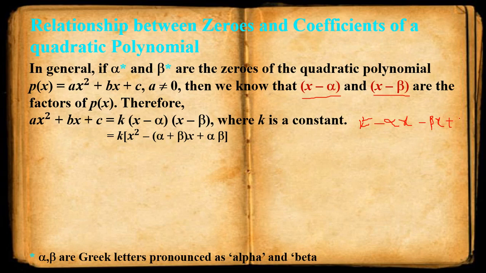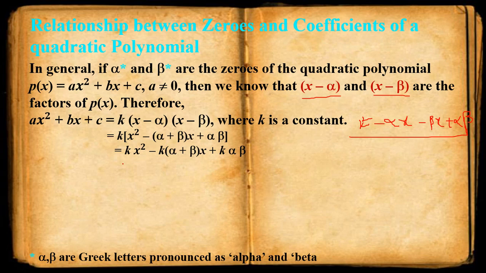And then minus and minus, we get plus alpha into beta. Now when we open the bracket, in the second and third terms, beta and alpha, x is common, so we can take minus x common: alpha plus beta, plus alpha into beta. Now we can write k multiplied by x square, minus k multiplied by alpha plus beta into x, plus k multiplied by alpha into beta.